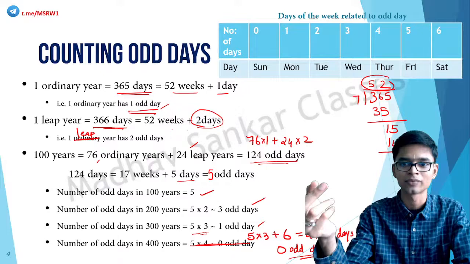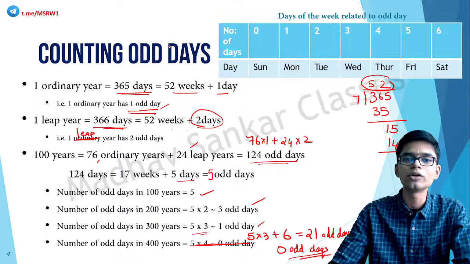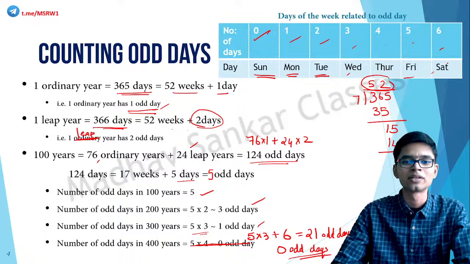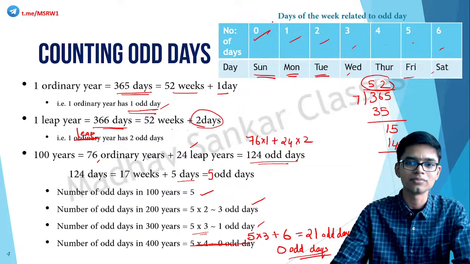Okay, so after finding out the odd days, how would you find the day of the week? If the number of odd days is 0, then the day of the week is Sunday. If it is 1, it is Monday. If it is 2, it is Tuesday. 3, Wednesday, 4, Thursday, 5, Friday, and 6, Saturday. Find the number of odd days, and whatever that is, you can pick the day from this table.